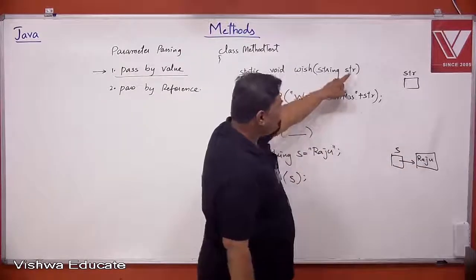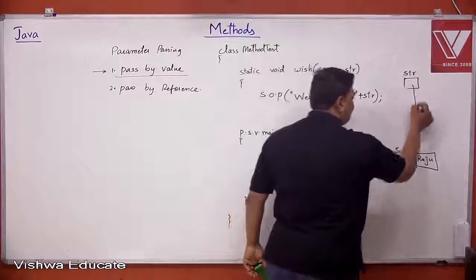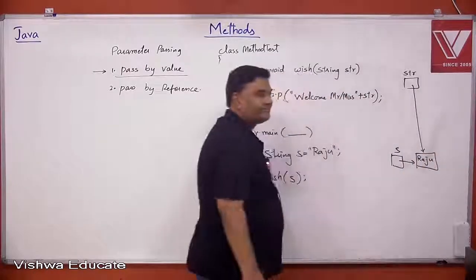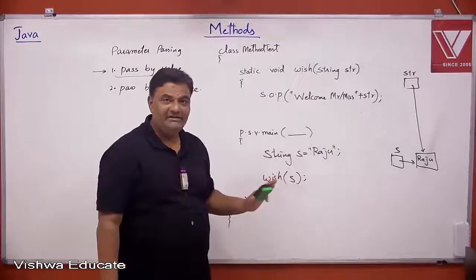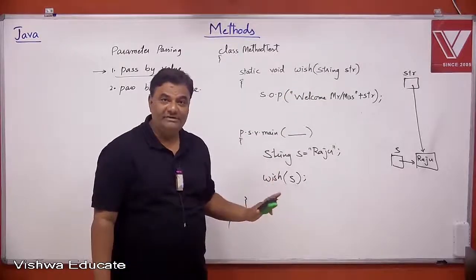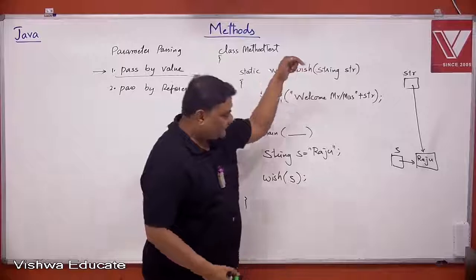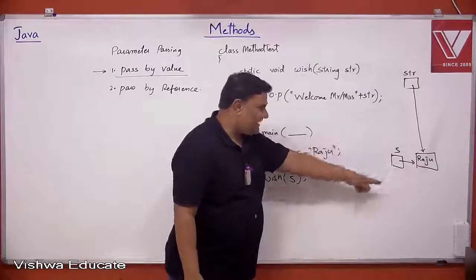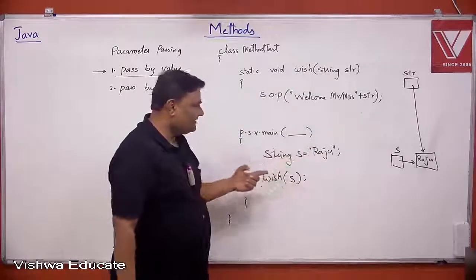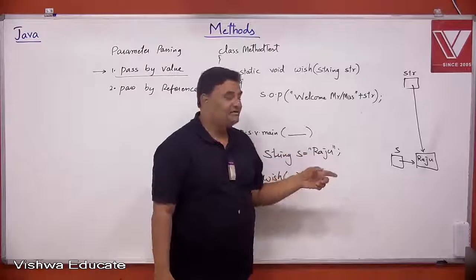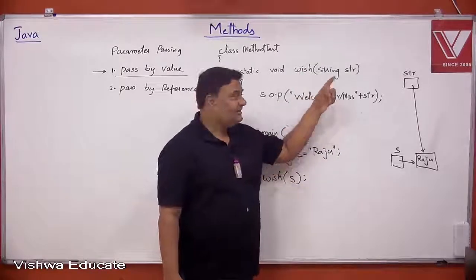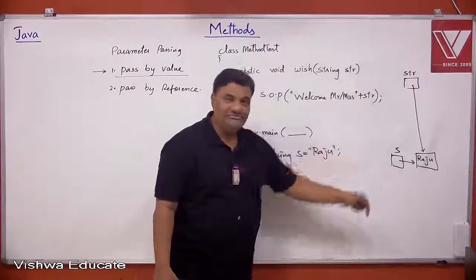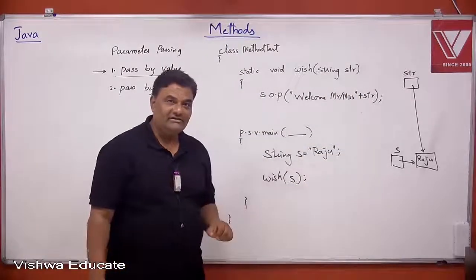So what does it take? The address of Raju. So one more Raju object will not be created. That will refer to the same object that actually belongs to the main method. It's an object inside the main method. So that string reference is referring to the same object, not another object.